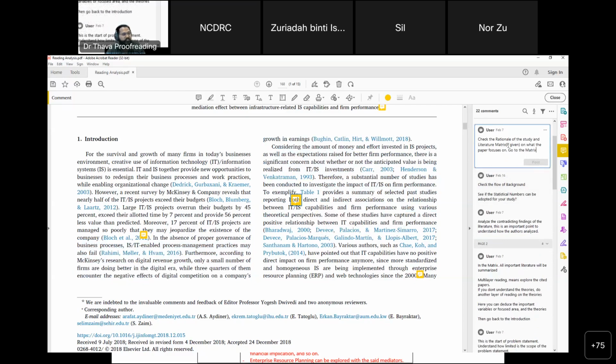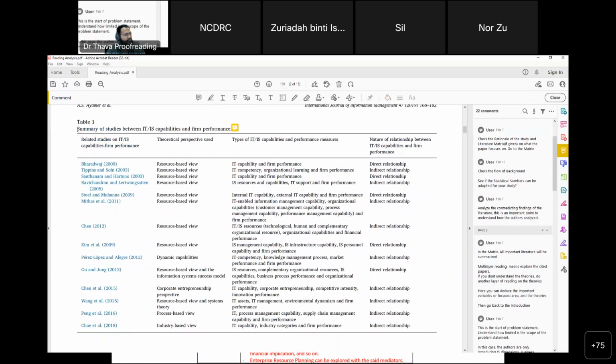So here, check the rationale of the study, motivation, rationale, and the literature matrix if given on what the paper focuses on. So this paper got matrix. So we go to the matrix. This is the literature matrix. Summary of studies between IT-IS capabilities and firm performance. So these are all the papers, these are all the theories, these are all the variables, these are all the relationships.